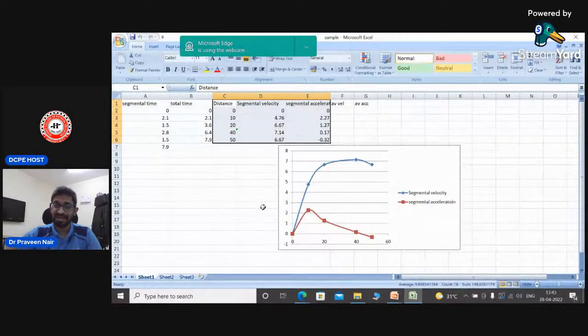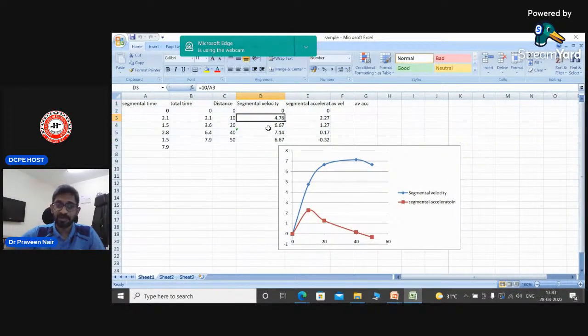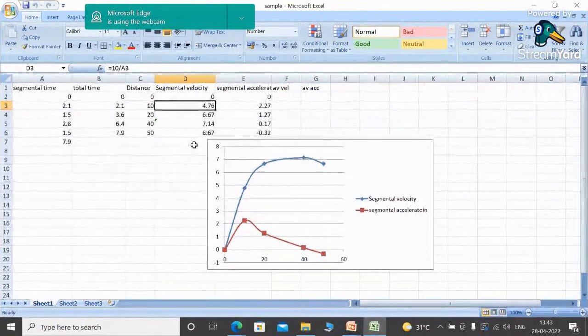And using that split time, you can find out various things. Suppose this is a sample I have prepared; you can see the segmental velocity and segmental acceleration. Now, these are the times where we have used timing gates, but if somebody does not have timing gates, they can use cameras and try to measure the split times, and based on that we can find out the segmental velocity and segmental acceleration also.